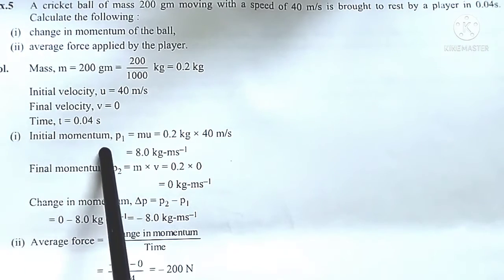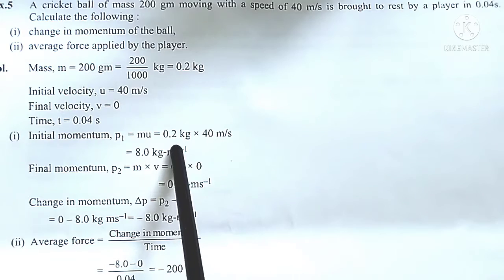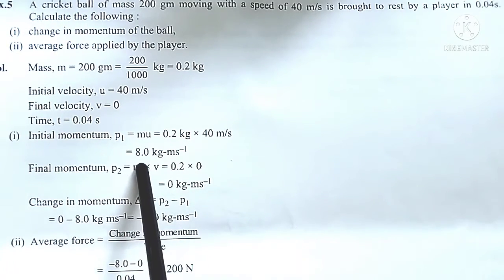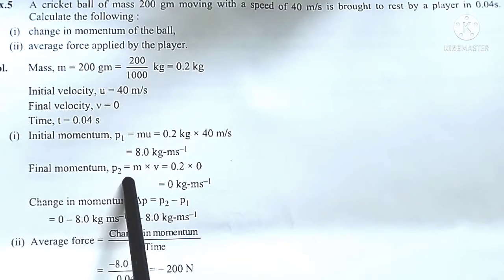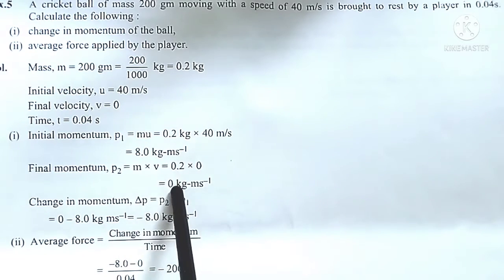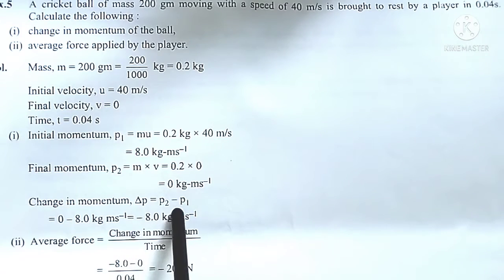First one, initial momentum we have to find, that is P1 is equal to mu, that is equal to 0.2 kg into 40 meter per second. Initial momentum is equal to 8 kg meter per second. Final momentum P2 is equal to m into v, that is equal to 0.2 into 0, that is 0 kg meter per second. Change in momentum delta P is equal to P2 minus P1, 0 minus 8.0 kg meter per second, that is equal to minus 8.0 kg meter per second.